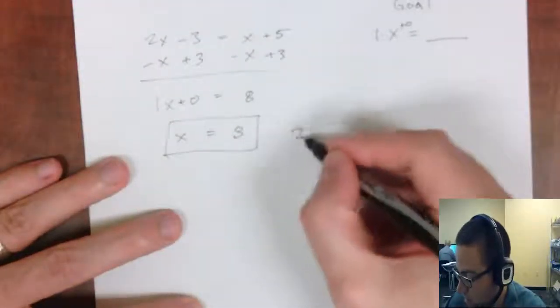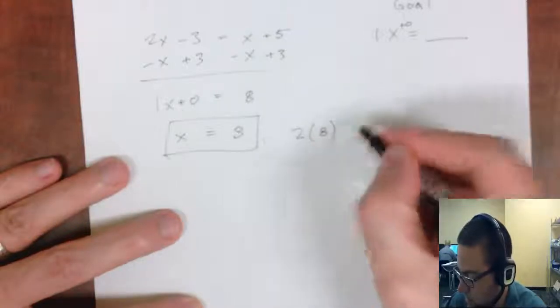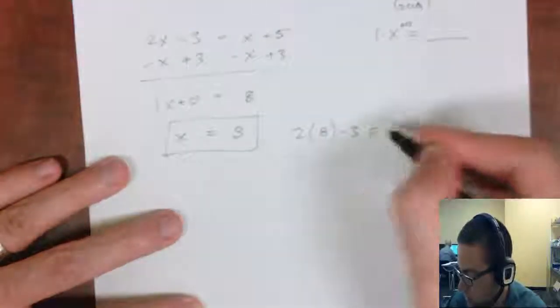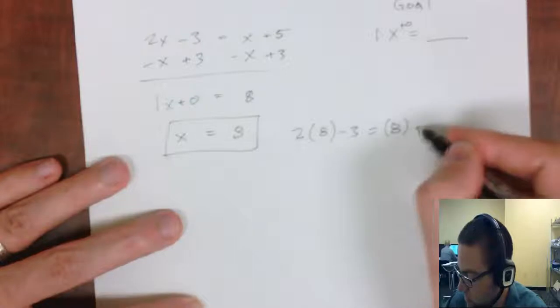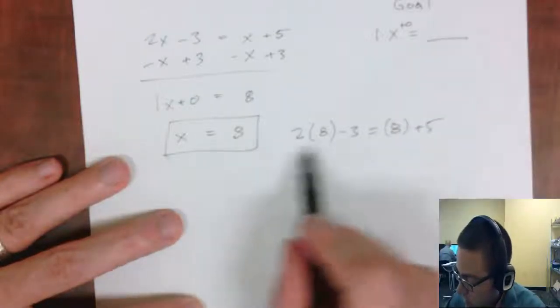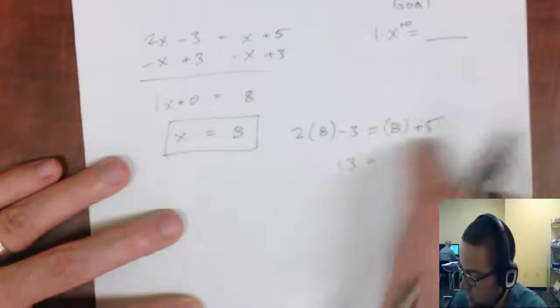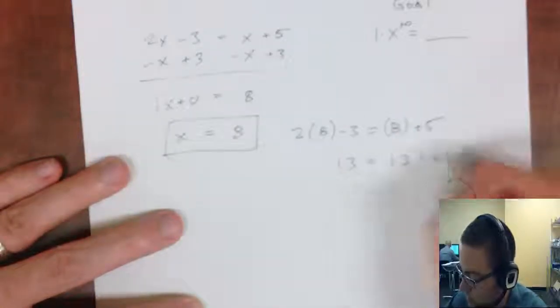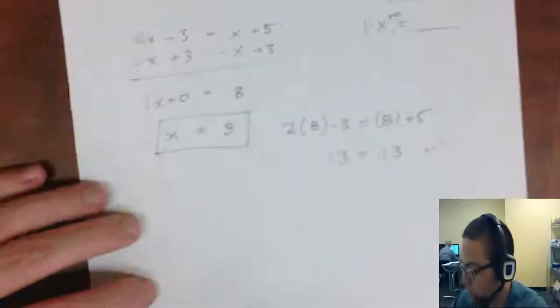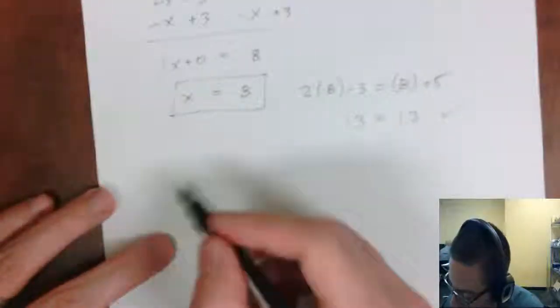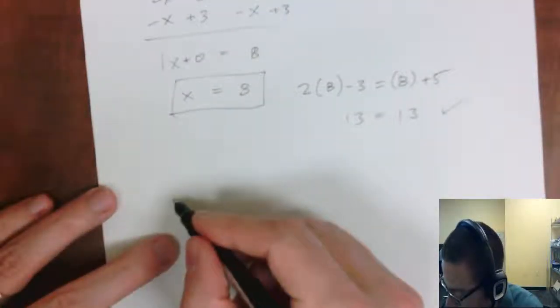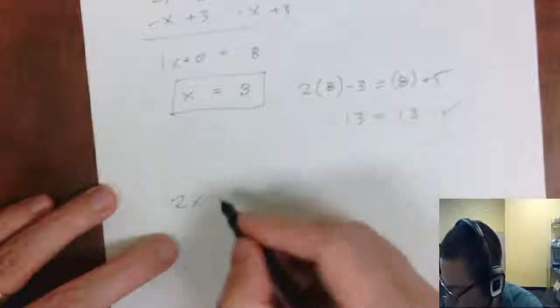So let's just check it. 2 times 8 minus 3, does it equal 8 plus 5? So 2 times 8 is 16, minus 3 would be 13, and 8 plus 5 is also 13. So this statement is true. So it worked out. So let's do an example where it would have an infinite number of solutions.